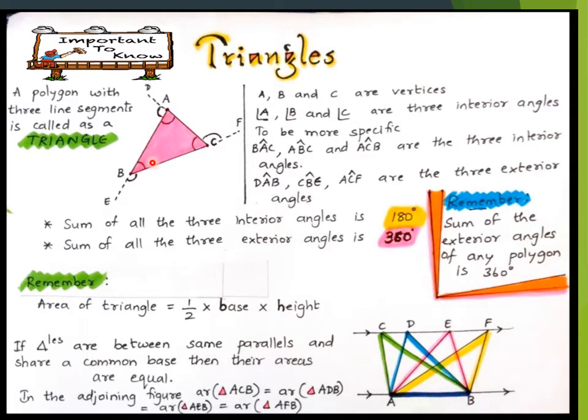So, triangle is basically a polygon. Polygon means it is a closed figure. So, the first polygon is triangle. Then, what is the sum of all the 3 interior angles? You studied, isn't it, in your 8th standard and 9th standard? So, sum of all the 3 interior angles of any triangle is always 180 degree. And sum of all the 3 exterior angles is always 360 degree.